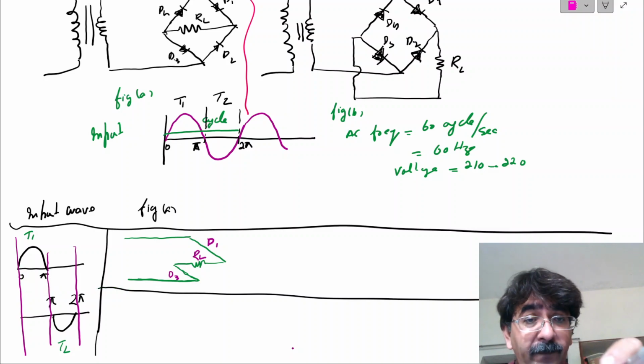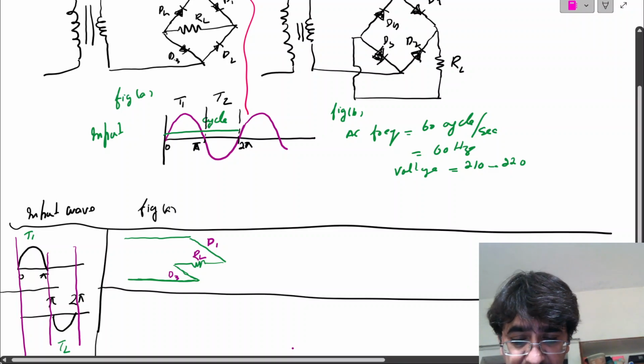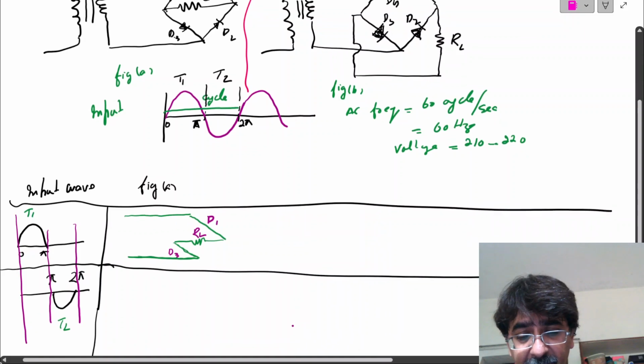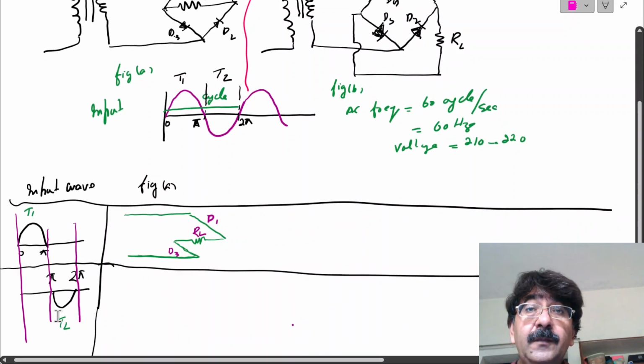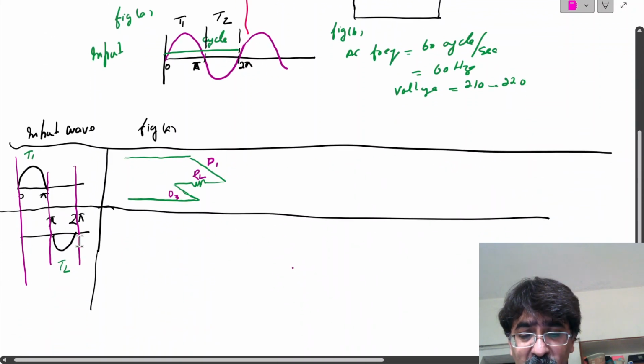Now I draw the circuit for time 2, which is from pi to 2 pi, and that is the negative part of the AC wave. This is 0 to positive, and for T2 it goes down, pi to 2 pi, that is the negative part, and at the center its value will be a minimum, and at pi it is 0, and at 2 pi it will be 0.